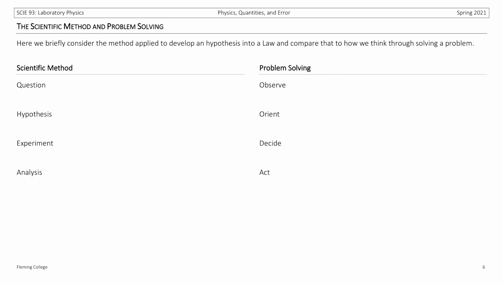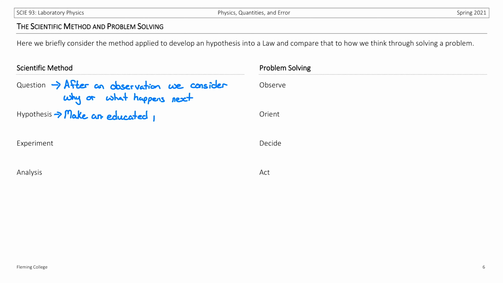We need to briefly consider our methods applied to develop hypotheses and to solve problems, because they're actually closely related. You guys have most likely seen the scientific method before. This is where we start with a question, and that's the same as what the theoretical physicists were doing, where we have some observation and we need to consider why that happened or what's going to happen next.